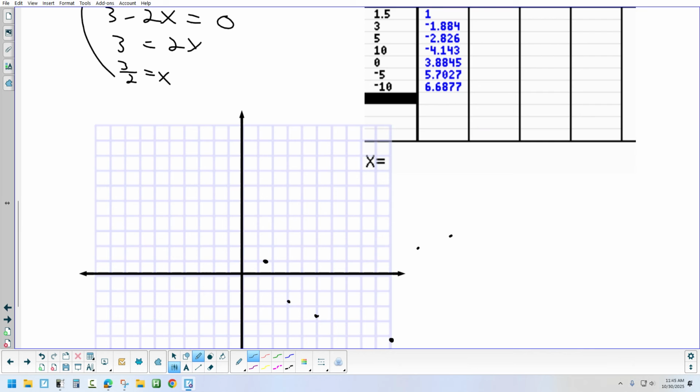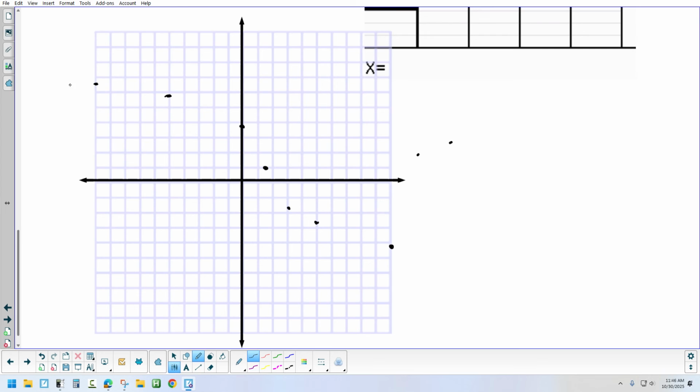And now let's go to the left. 0, 3.8. -5, -5.7. There. And -10, a little above 6.5. About there. Okay, that's pretty good. So, draw your sketch. That's what it looks like.